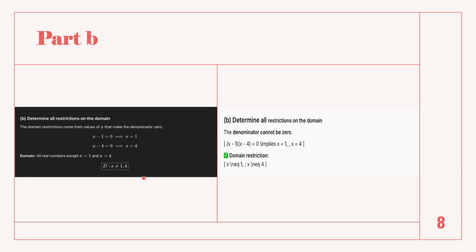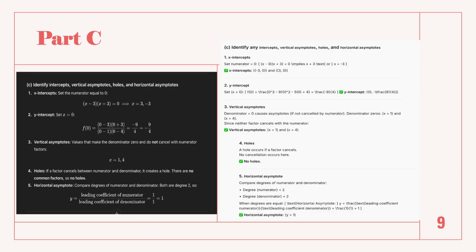Looking at part B, my answers are also consistent. Also, ChatGPT is just easier to read. And part C. Now for part C, as you can see, my x-intercepts, y-intercept, vertical asymptotes, and horizontal asymptote were correct. But for the hole, if a factor cancels between numerator and denominator, it creates a hole. As you can see, there was no hole because the numerator and denominator didn't cancel out. And this is also consistent for You.com, but again, ChatGPT is just easier to understand. I think it has something to do with the programming.